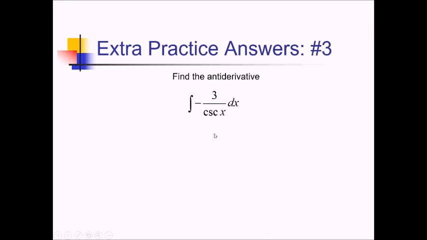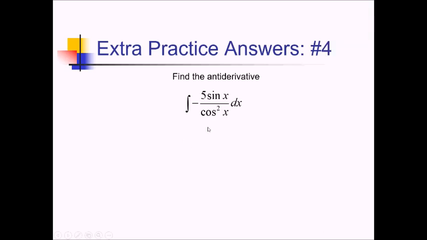To take the antiderivative of this expression, I'm going to rely on the fact that cosecant is really the reciprocal of sine of x, so I can rewrite this as negative 3 sine of x, which is a whole lot easier to deal with. And now taking the antiderivative of this, well, antiderivative of sine is normally negative cosine, but that's going to cancel out the negative that's already out there, and this 3's along for the ride. So we're going to end up with positive 3 cosine of x plus c.